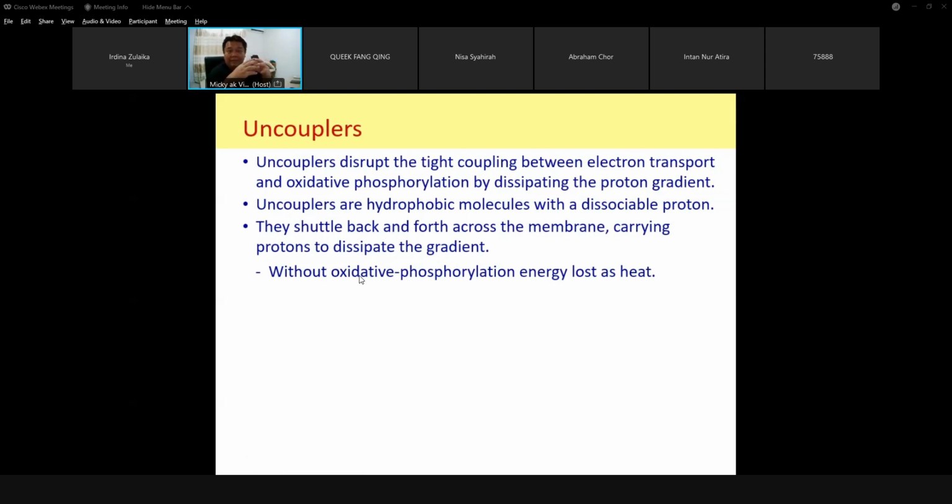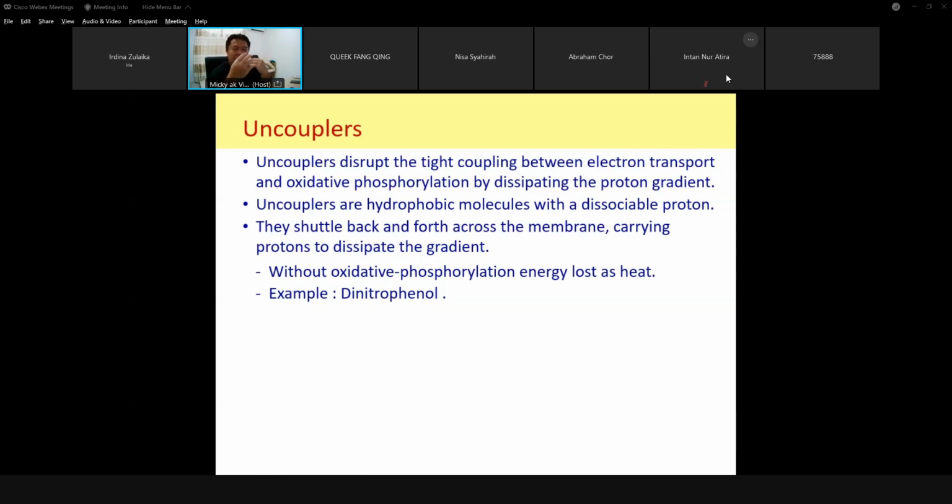it's not actually normal. But what happens is that when an uncoupler comes into the picture, there is some sort of energy loss. So without the oxidative phosphorylation, energy will be lost as heat. Okay, selalunya some example of uncoupler, the more common one is dinitrophenol.